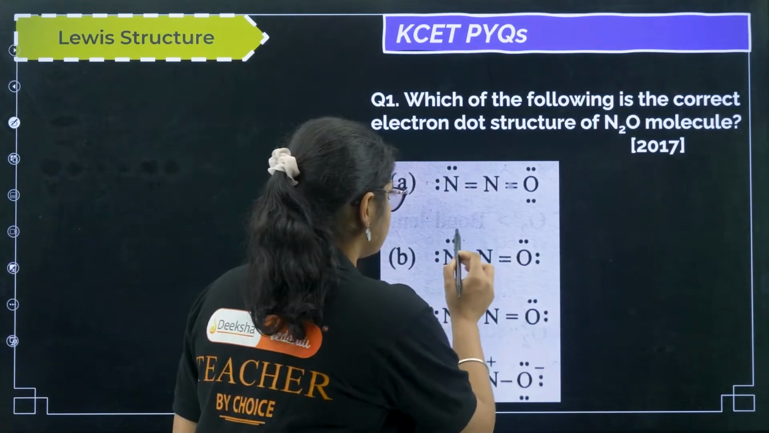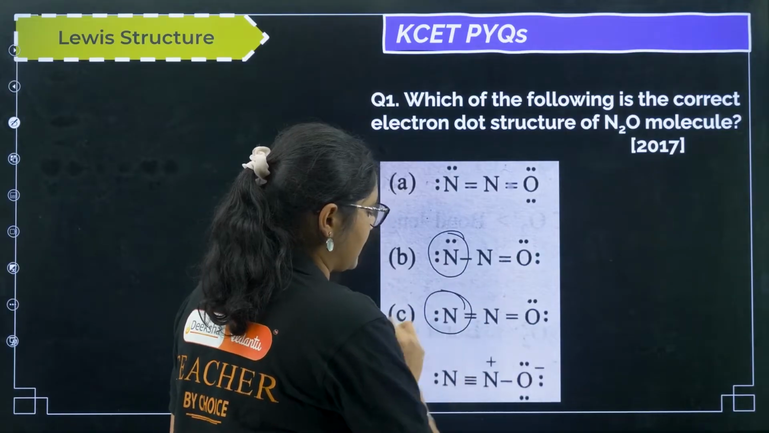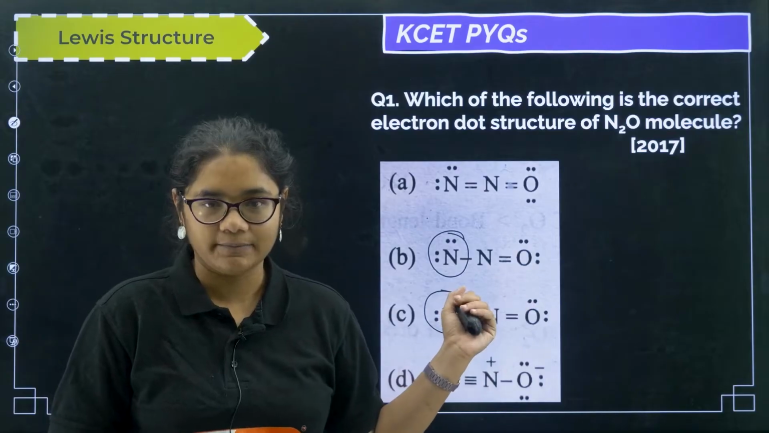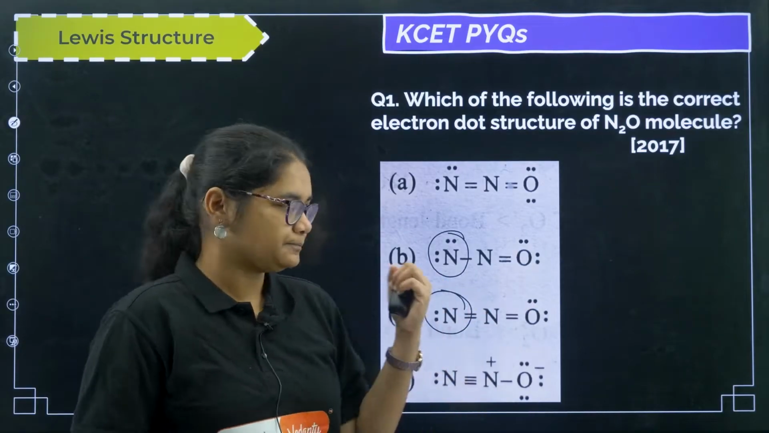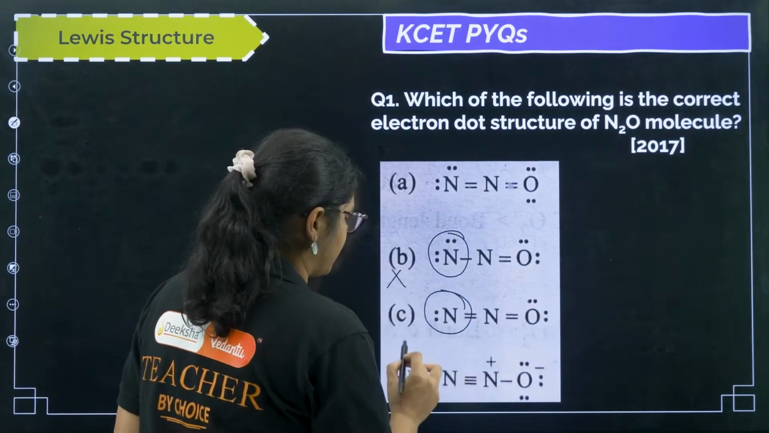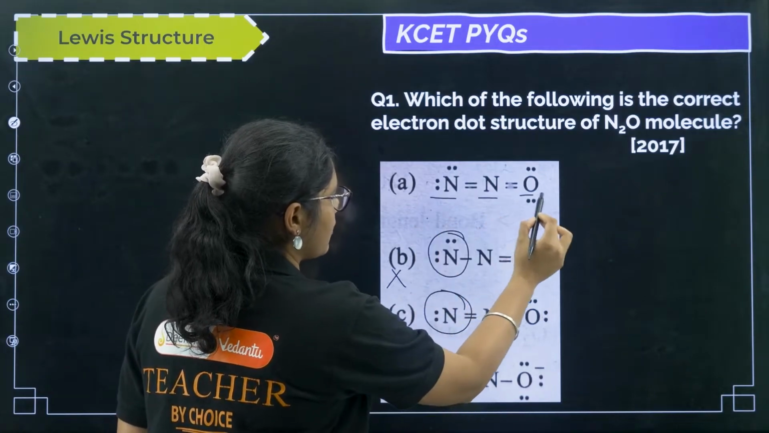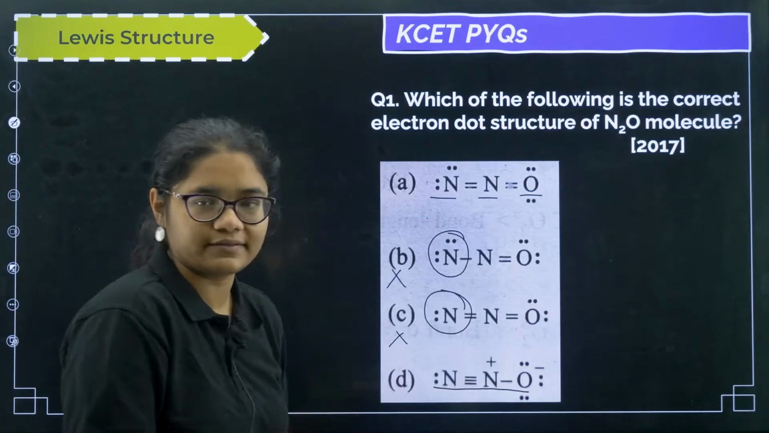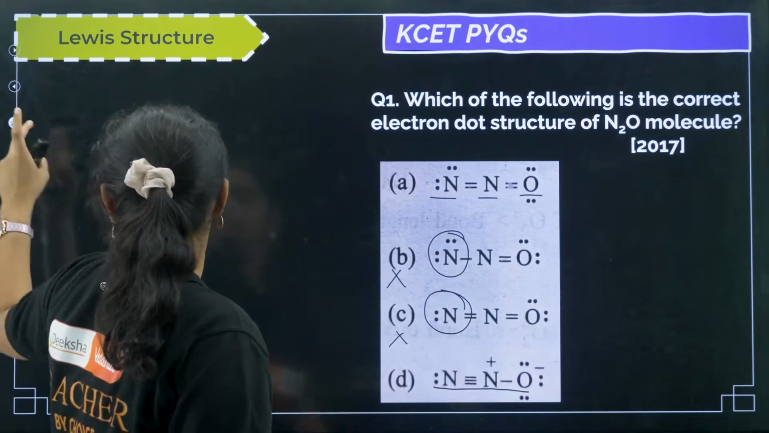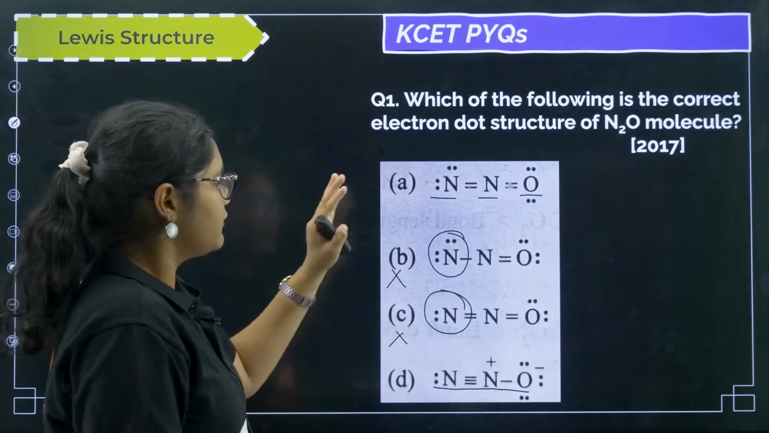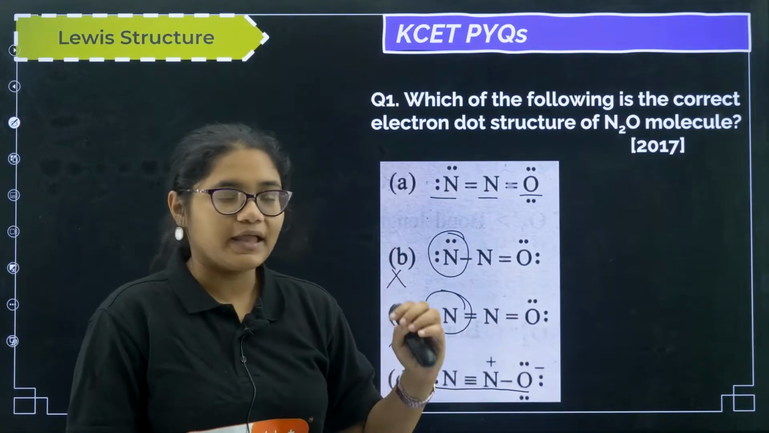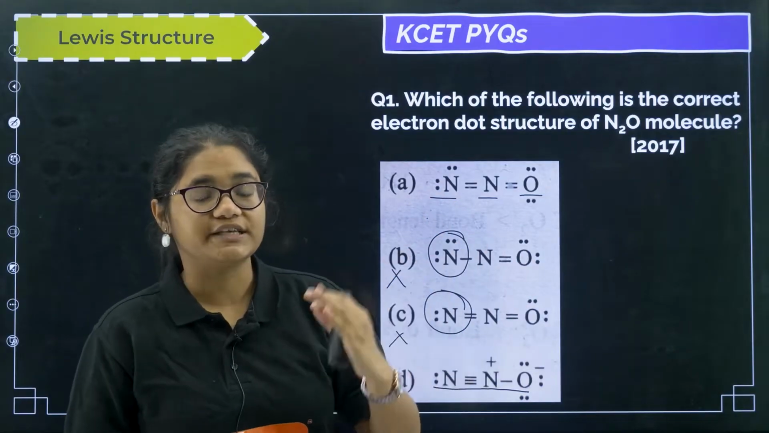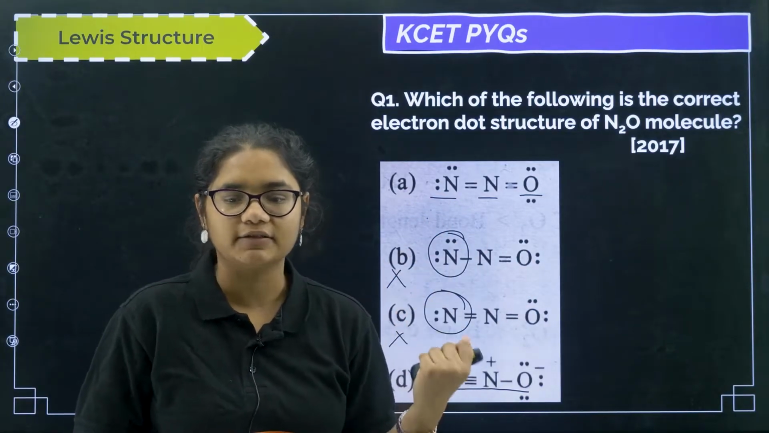Now if I see the first element here and the first element here, the octet rule is not satisfied. That means we can eliminate these two options. Now if you compare here, all the atoms have 8 valence electrons, here also 8 valence electrons are there. So how can we decide between A and D? You need to check the formal charge.